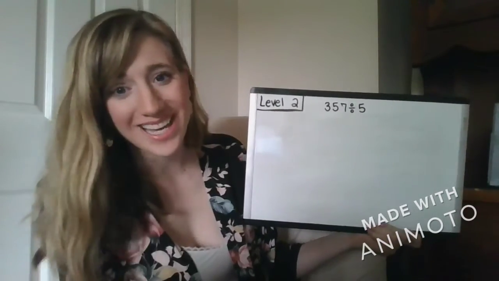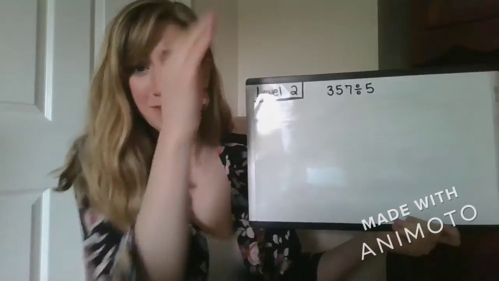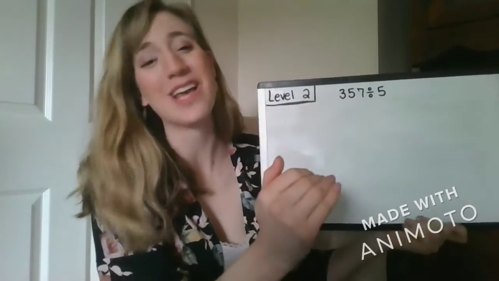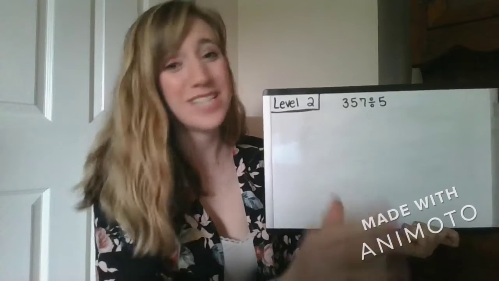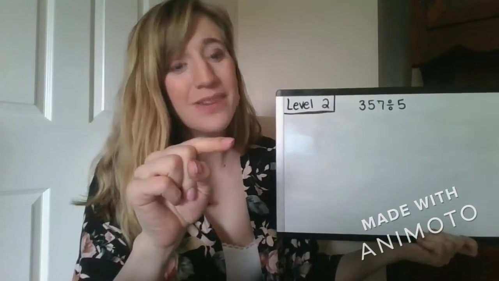357 divided by 5. So you are either going to do it the long division way, the traditional way, or you're going to do your boxes. Whichever method you like, go ahead and start solving the problem. For my students, remember, you should be skip counting by your 5s to help you realize how many times 5 goes into each place value. Alrighty, so pause the video until you are ready for the answer, okay?